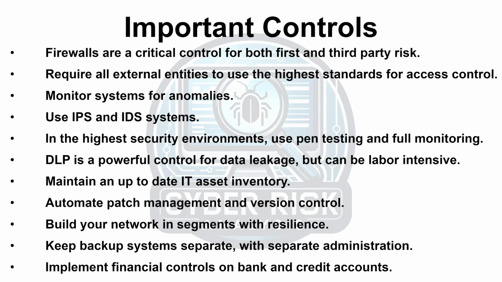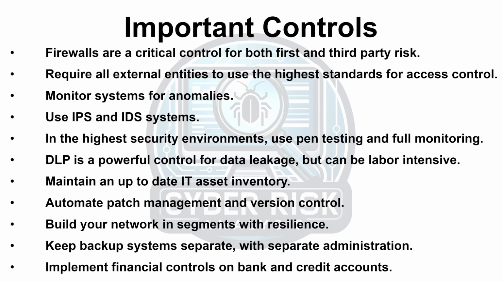You want to maintain an up-to-date IT asset inventory because you can't protect what you don't know you have. And you want to automate patch management and version control. That's very important too. Remember I was talking about 0 days and patches. You want to get that done as quickly as possible. Thankfully, it can be automated. You want to build your network in segments. So to go into this in a little bit more detail, what you're actually trying to do here is you're trying to run your organization more like it is multiple organizations.